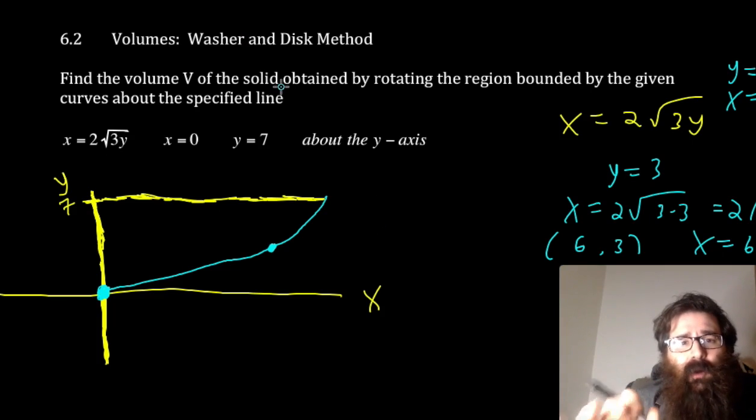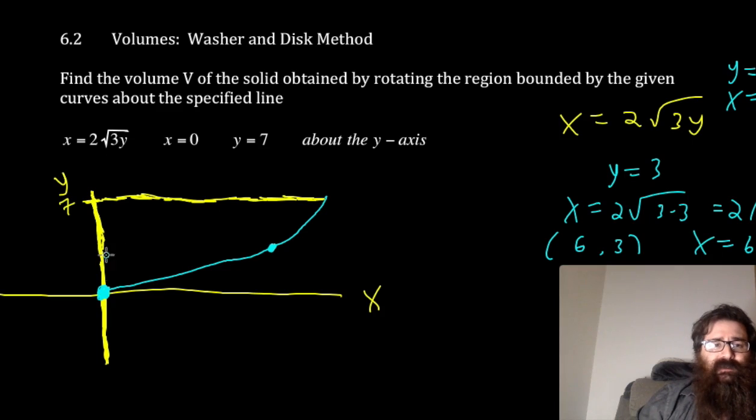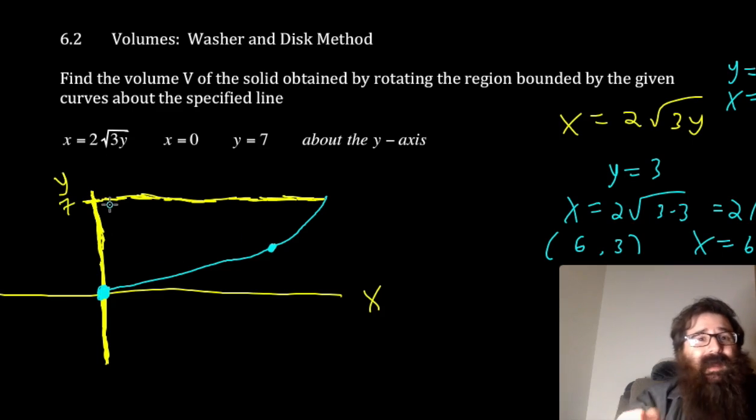Now I want to talk about rotating this though. So this is my bounded region. I have x equals 0, y equals 7, and then my curve here in blue, x equals 2 radical 3y, and this is the region that I want. But I want to rotate this region about the y-axis.